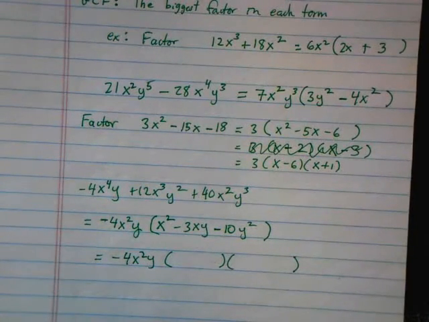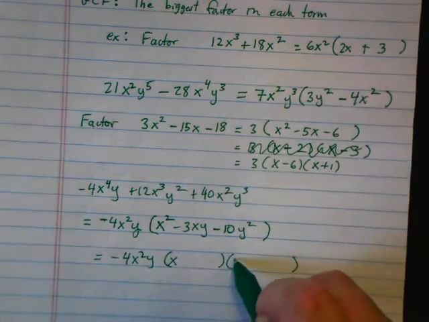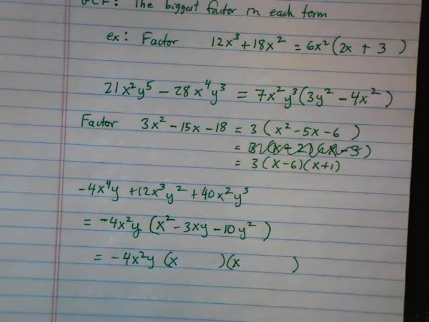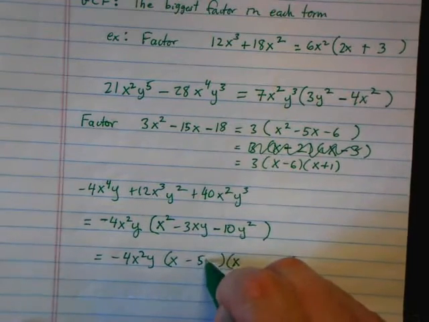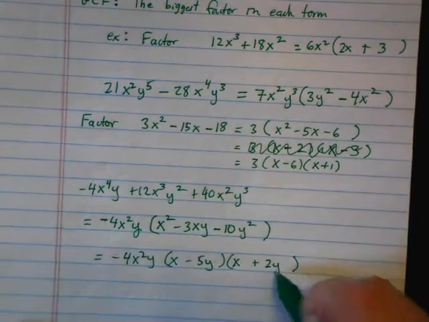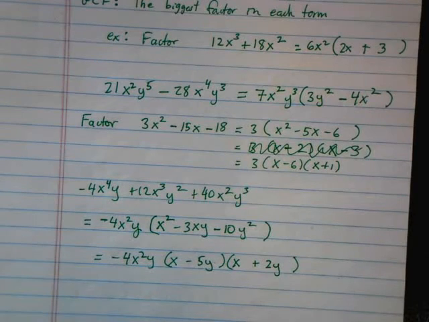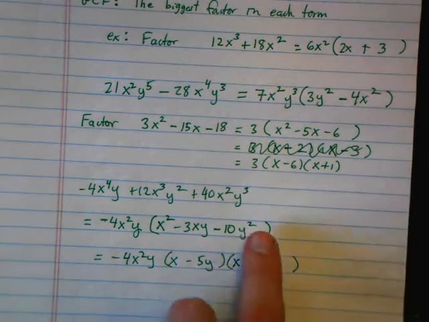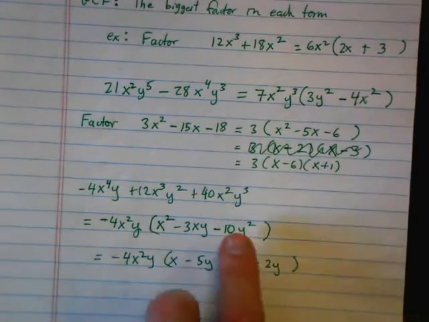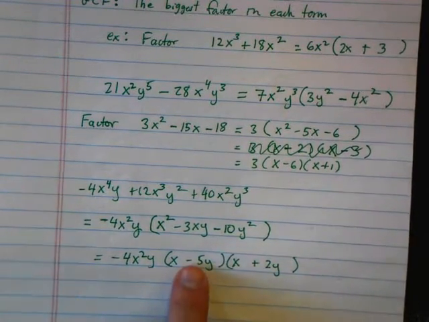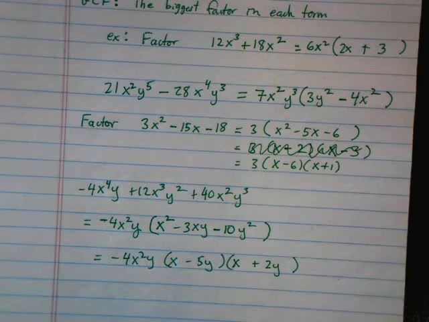And then what? Well, x and x to get the x squared. How about on the ends? Minus 5y and plus 2y. Why do I need the y's? To get the y squared. So y times y will give me y squared. So minus 5y times 2y gives me the negative 10y squared. And the negative 5 and the positive 2 add up to be negative 3. Questions on that one?